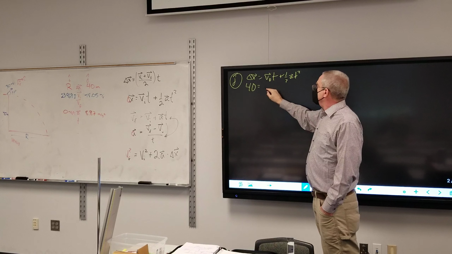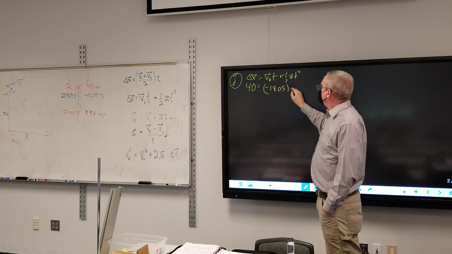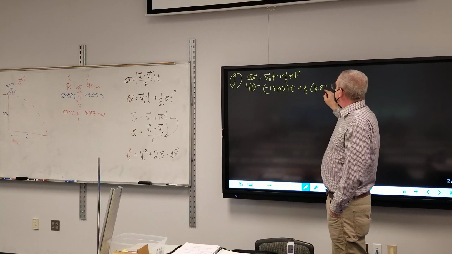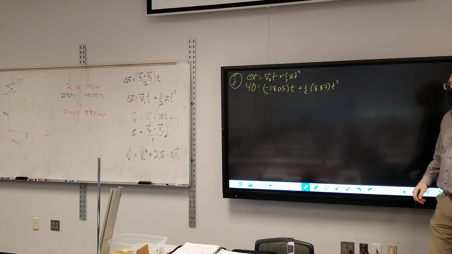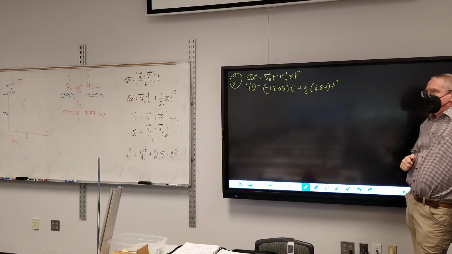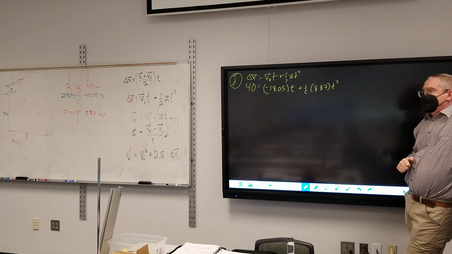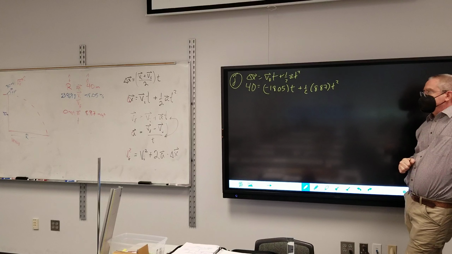So what goes here is the negative 18 t plus 1/2 times 8.87 t squared. And it's like that because it's at an angle. Had it been shot directly that way, then we would just run with i hat, and this would be 0 in that case. Right. I mean, if we had the i hat. All right.